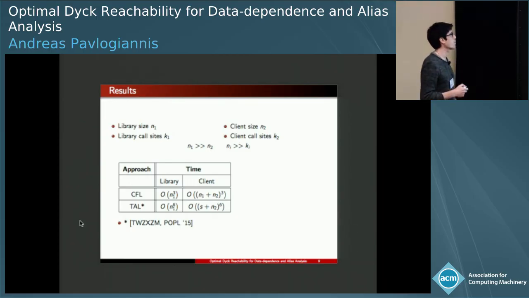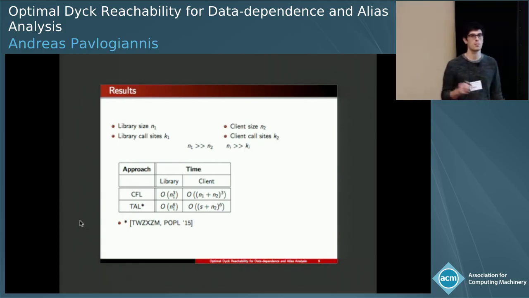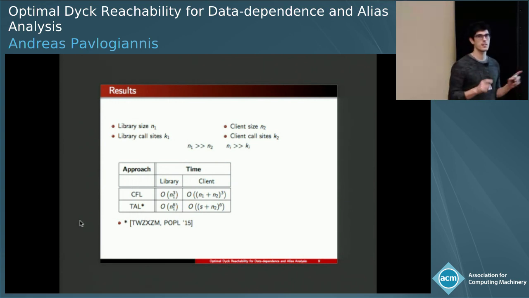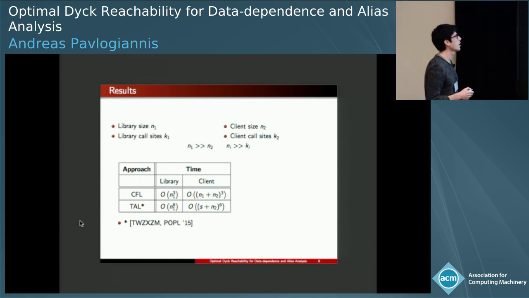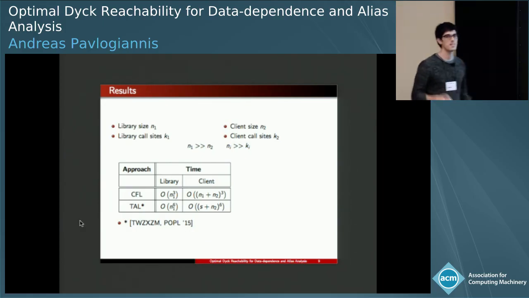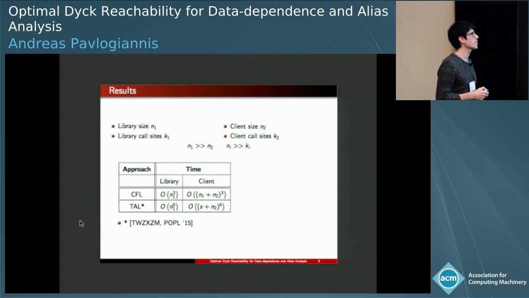So our setting is as follows. We have a large library of size n1. You can think that you have n1 nodes in your data dependence graph on the library side, and you have k1 call sites. So these are the different types of parentheses symbols. And on the client side, we have a data dependence graph of size n2 and k2 call sites. The assumptions we make here are that n1 is much larger than n2, and on each side, the size of the graph is larger than the number of call sites.